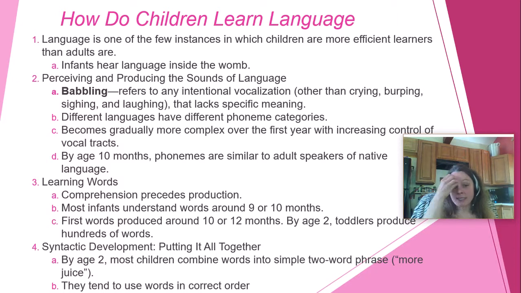So we say about 9 to 10 months, babies start to understand words around them. From 10 to 12, babies will start to speak. And then by 2, we say that toddlers know hundreds of words. By about 2, they can actually start putting words together with correct syntax and say little simple phrases. So, more juice, I love you, simple things there.